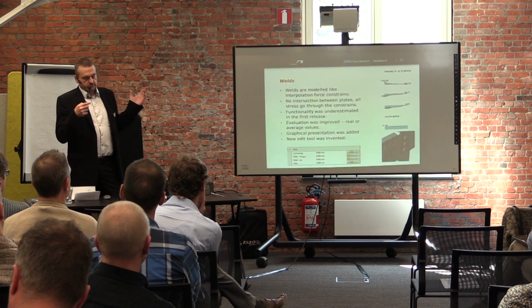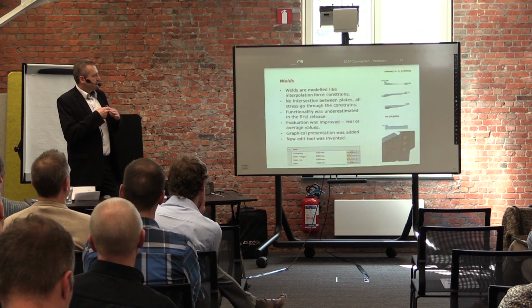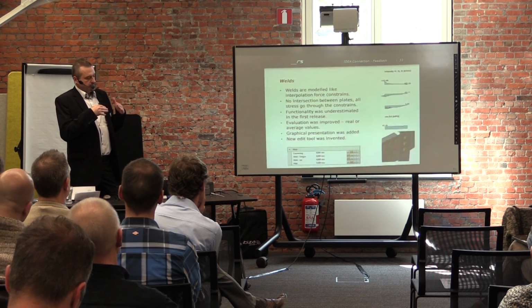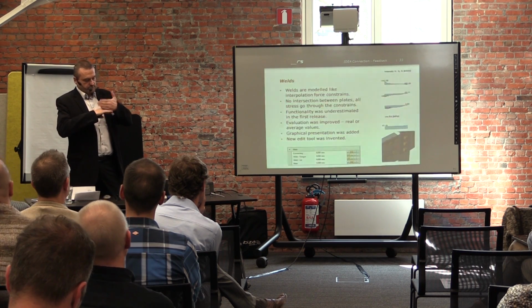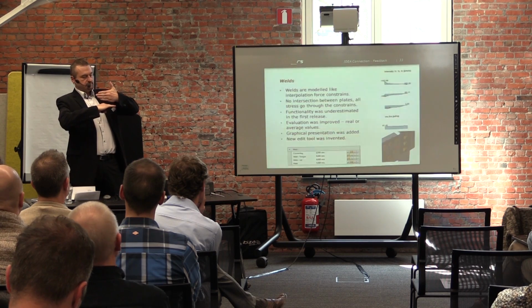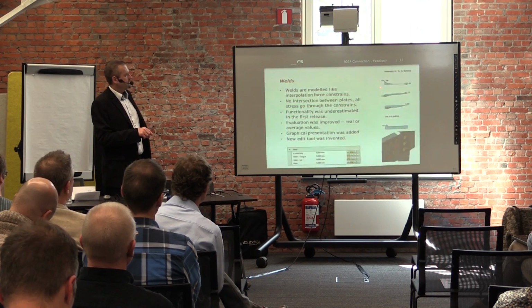I showed on the previous slide that there is no connection between two plates. These plates are a little bit separated. There is the thickness of this plate, and between this plate and this one, there are these interpolation constraints. Thanks to them, we can calculate precise forces in the weld, and now we present them in these diagrams.